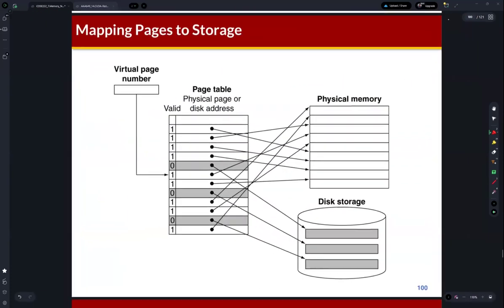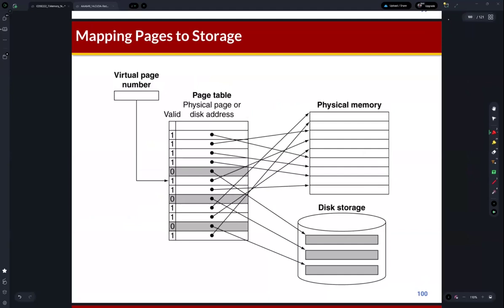Okay, so this is the summary of the mapping. Some pages can be mapped to the physical memory, and also some pages can be mapped to the disk storage. The storage system, actually the swap space, is our storage system.